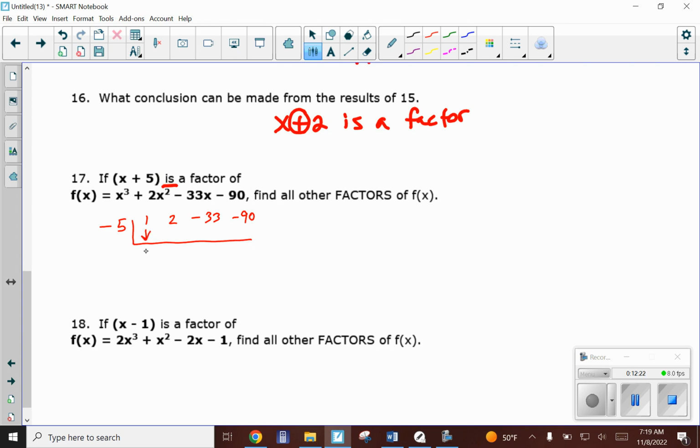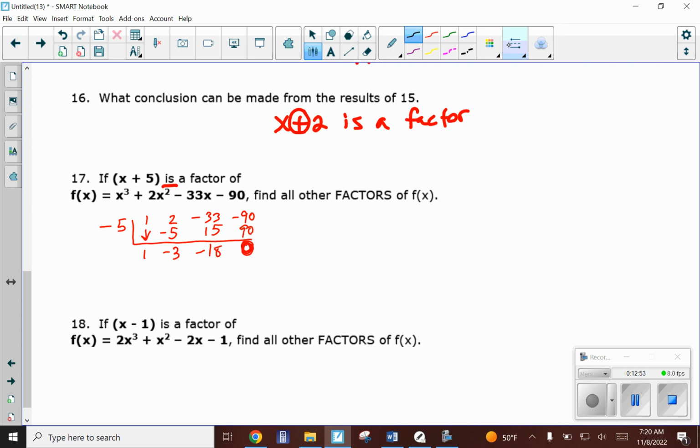So we're going to bring down the 1. So that's 1. 1 times negative 5 is negative 5. Combine those, and that's negative 3. Combine those, and that's 15. Positive 15 and negative 33 is negative 18. And then when we multiply negative 18 times negative 5, that gives us 90. So that's going to actually be the 0 that we were talking about before. Now, we knew that was going to happen because that's what it means to be a factor.